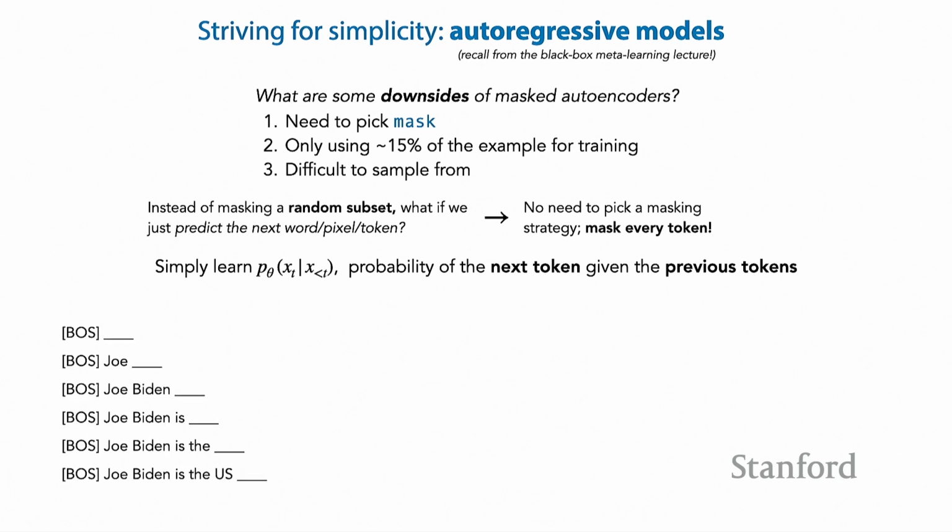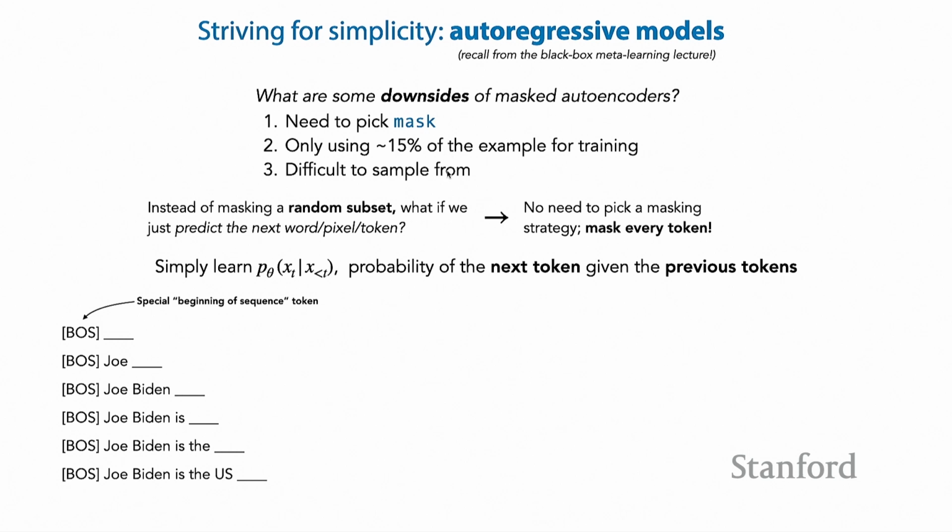So if we have, again, a training sequence like "Joe Biden is the US president," we're going to actually convert this into 6 different training examples by masking out every word in the sequence and conditioning on the ones before it. So we don't really have this constraint of only using 15% of the example anymore because we're computing a loss on every single time step. And here I've added a beginning of sequence token because we need something to put in the model to get our first prediction for what the first word is going to be.